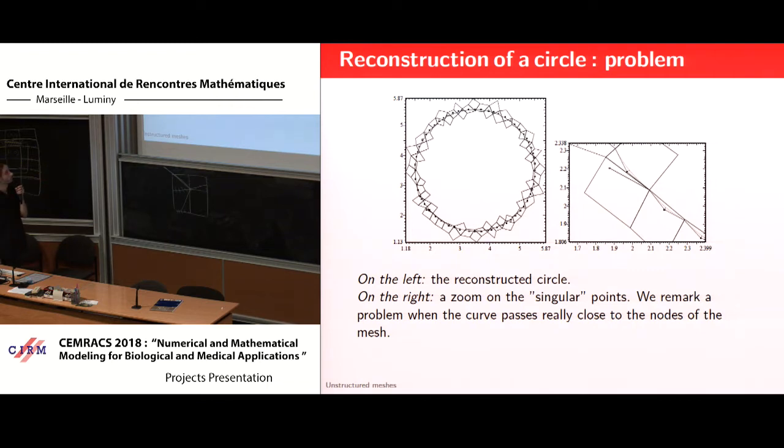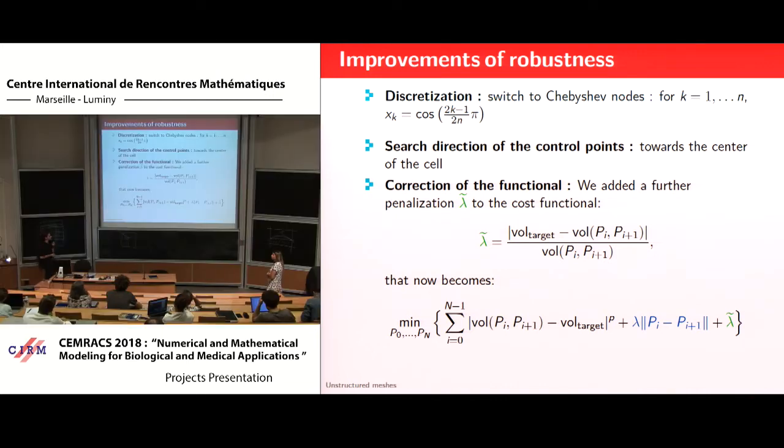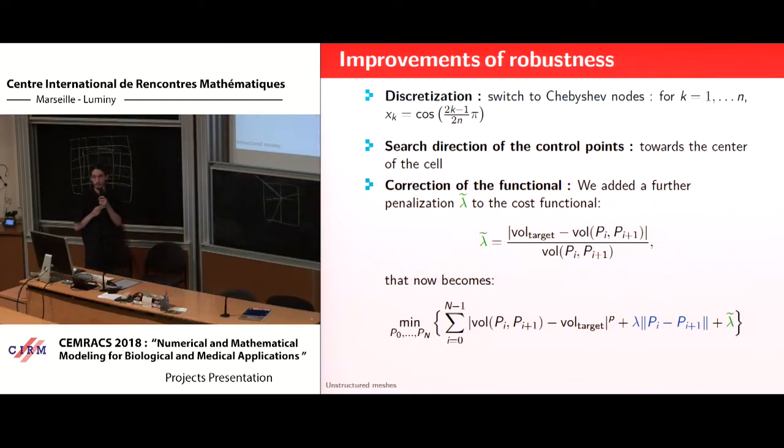And actually, we also have some cases in which we have some points going to infinity. So we tried to deal with this problem and to treat those singular points. A first idea given by our supervisor was to change the discretization in edges and switch to Chebyshev nodes in order to avoid the passage through mesh vertices. It gives some better results, but still not sufficient.